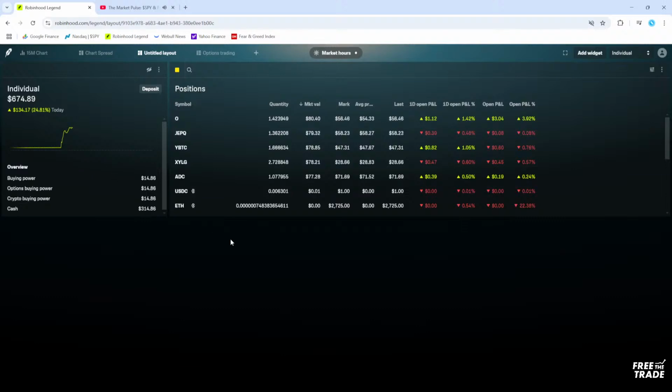But yeah, I think that's going to do it for today. Once again, this is DK305007. This is Free the Trade, and this has been the SPY analysis. We're up $134. $133 now.